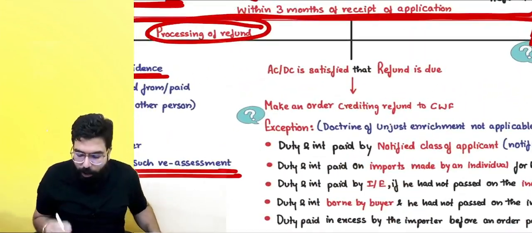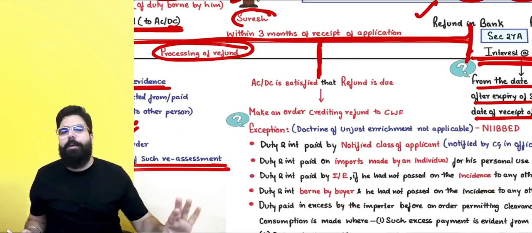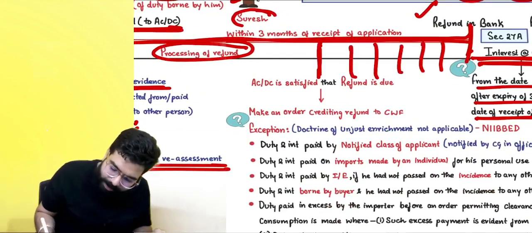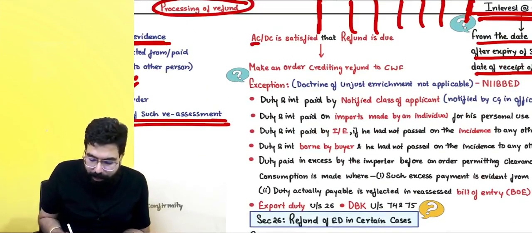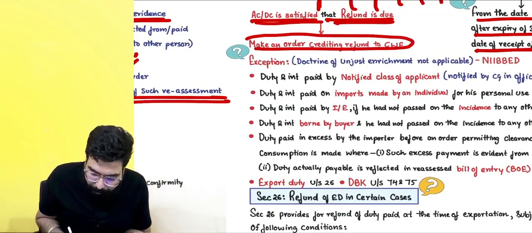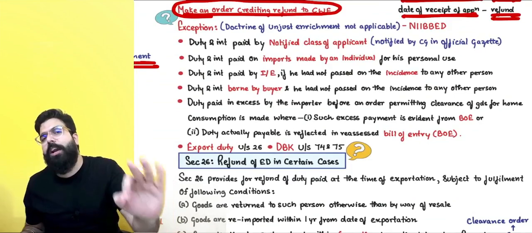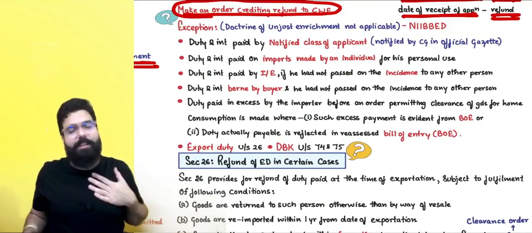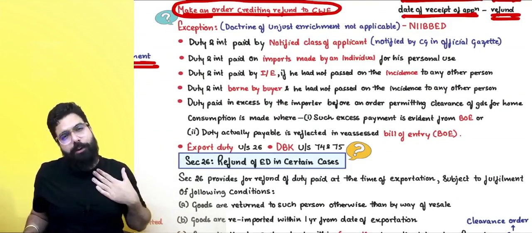Now, sir, always remember one thing. For example, sir, refund can be given here, but the maximum time period is 3 months. Now, always remember, whenever the assistant commissioner is satisfied that the refund is due, he will never give you the refund. He will make an order to put the money in the consumer welfare fund. But there are some scenarios, under the doctrine of unjust enrichment, where you are not becoming rich at the cost of someone else. In those scenarios the refund will be given to you.